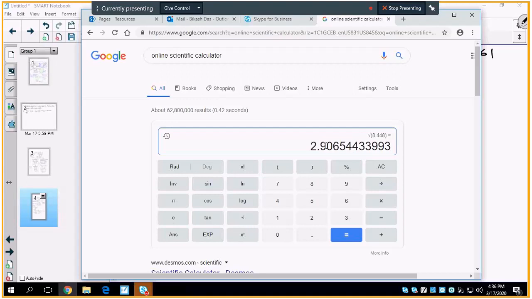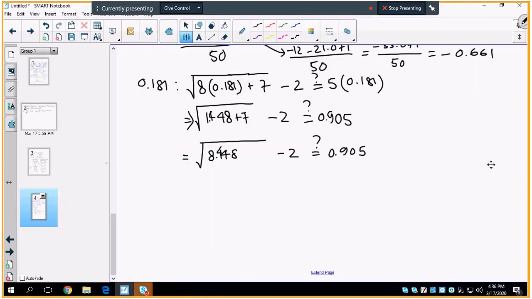So this is 2.906, and then I'm supposed to subtract 2 from this and round to 3 decimal places. Since the 4th decimal place there is 5, I'm going to add 1 to the previous decimal place, and I will get 0.907. So the left hand side is 0.907, the right hand side is 0.905, and they are pretty close to each other. Remember again, I rounded, so the two sides are not exactly equal to each other, but they're pretty close, and I will take it. And I will say 0.181 is a good solution.